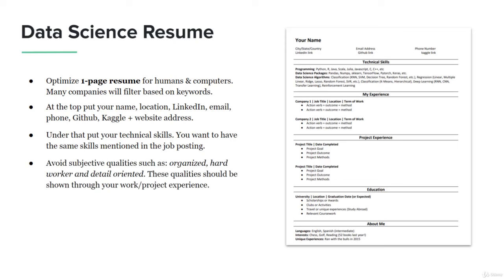And so you also want to avoid subjective qualities such as organized, hard worker, detail oriented, or I'm a perfectionist, or things like that, that are very subjective, that pretty much anybody can put on there, and it doesn't tell people what exactly that means, right? There's no context behind that, and it's very subjective. So you should be making it so that the qualities showcase through your actual work and your experience, okay? And then finally, you want to put in your experience, if any, or if you don't have experience, you want to put in there your project experience, education, and then a little bit about yourself.